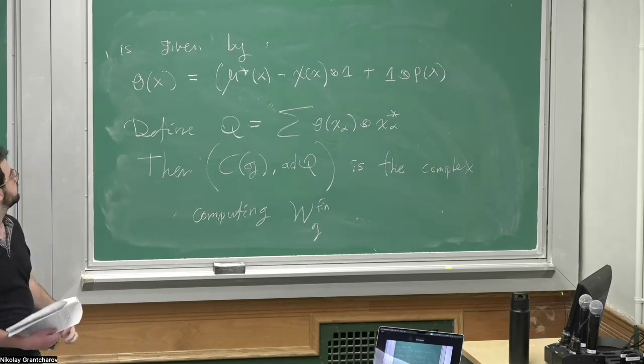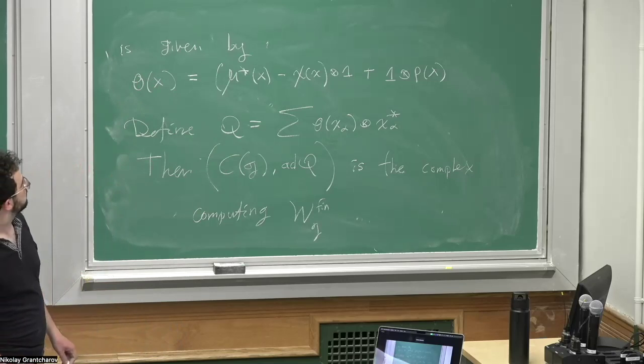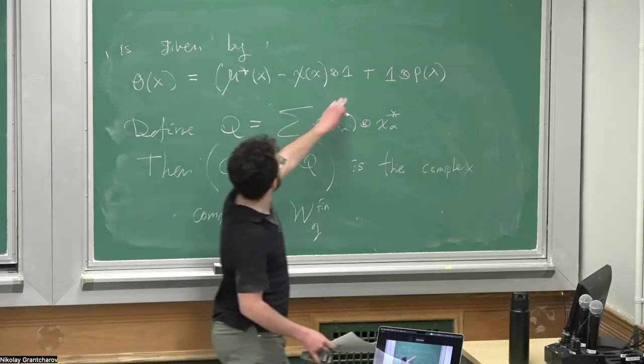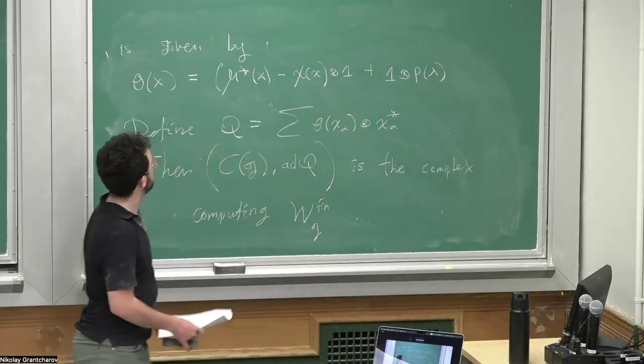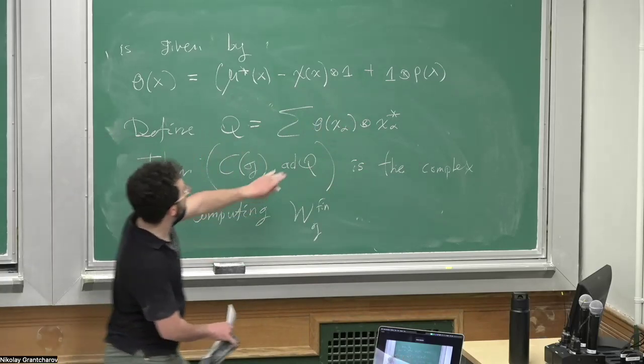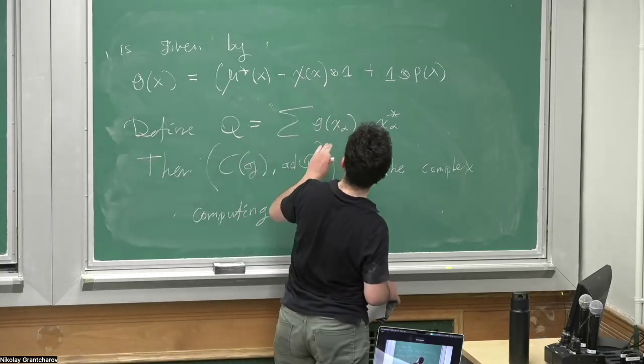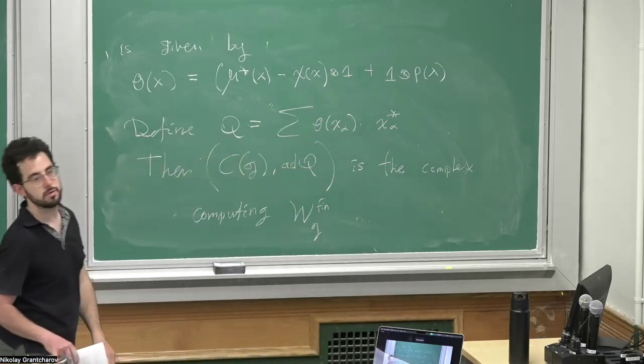Q belongs to like the 4 times tensor product, yes or no? This is plus. So here. No, so theta is. Oh, this is not supposed to be tensor. This is supposed to be times. Sorry. Thank you.